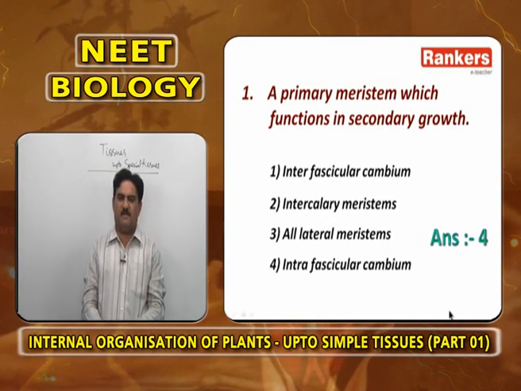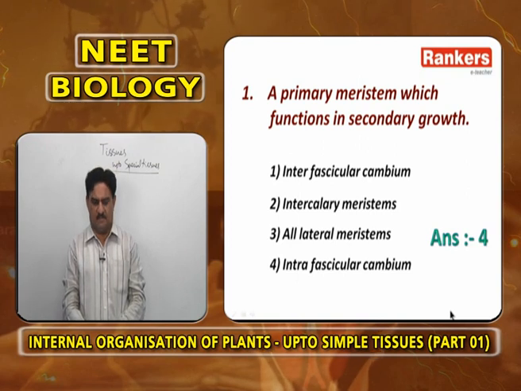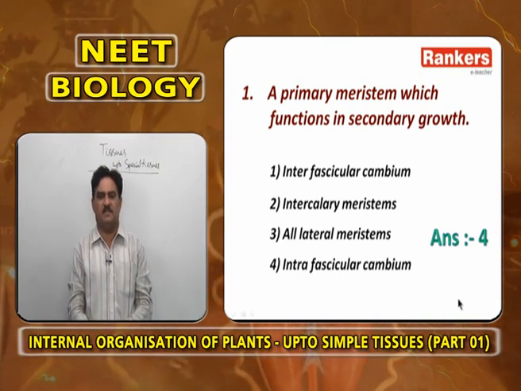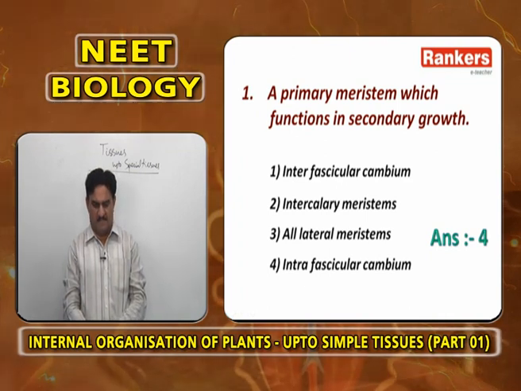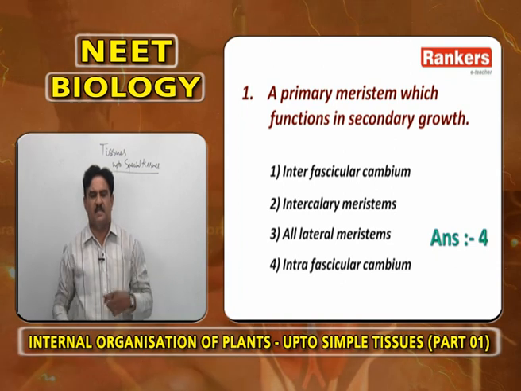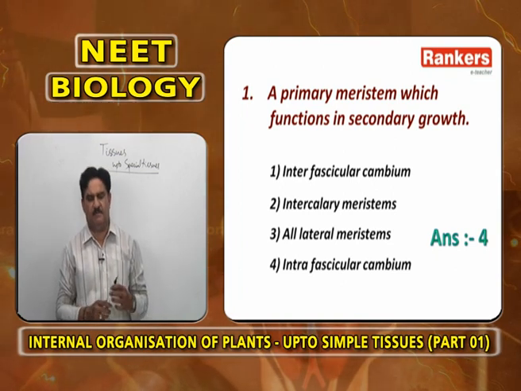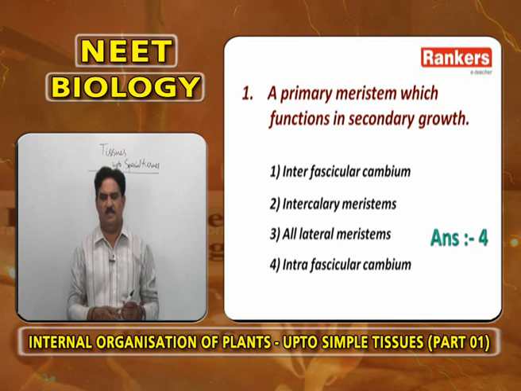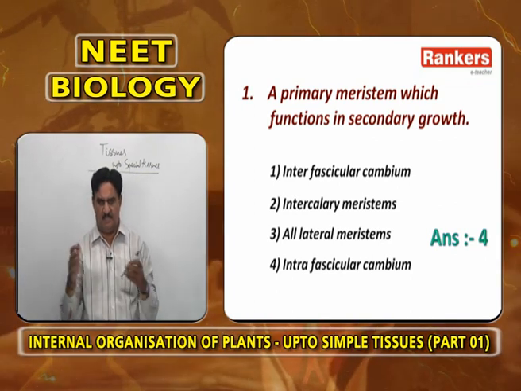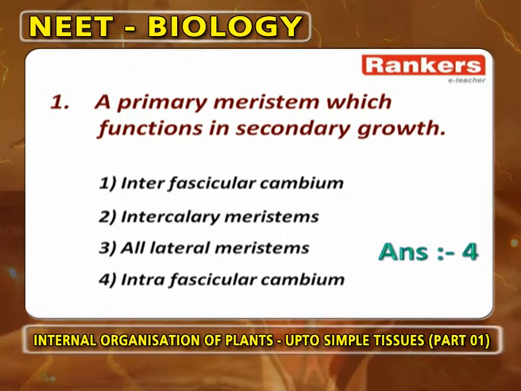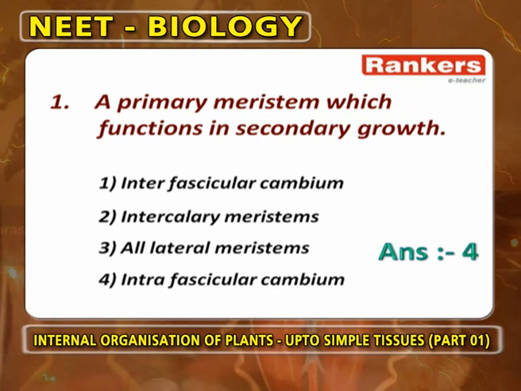Interfascicular cambium is not a primary meristem, it is a secondary meristem because it is formed by the dedifferentiation of parenchyma cells in medullary ray. Intercalary meristem is a primary meristem, the meristem which is present in between two permanent tissues, helping only in the linear growth of stem and leaves, expansion of leaf sheath, and also elongation of internodes.